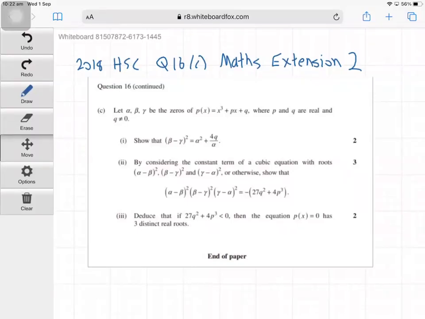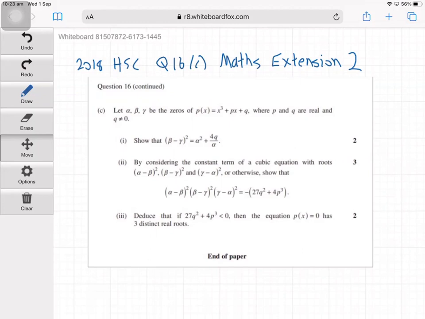Today I'll be solving the final problem from the 2018 HSC Maths Extension 2 exam. And we've got a complex numbers question with a cubic polynomial. So we have alpha, beta, and gamma are the roots of p of x equals x cubed plus px plus q, where p and q are real and q is not zero. First question is to prove beta minus gamma squared is equal to alpha squared plus 4q over alpha.